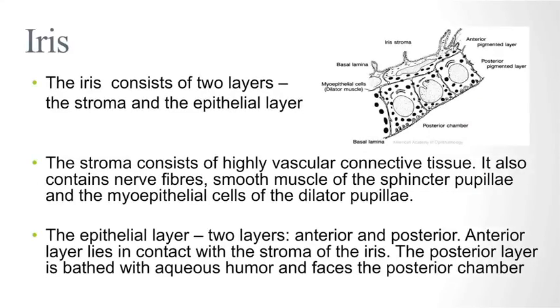The iris consists of two layers, the stroma and the epithelial layer. The stroma consists of highly vascular connective tissue. It also contains nerve fibers, smooth muscle of the sphincter pupillae, and the myoepithelial cells of the dilator pupillae. The epithelial layer: two layers, anterior and posterior. Anterior layer lies in contact with the stroma of the iris. The posterior layer is bathed with aqueous humor and faces the posterior chamber.